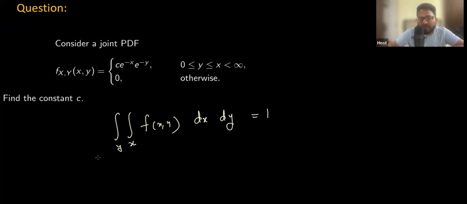What is the range of x from y to infinity? You might get confused. Let's suppose this is y, and I am integrating from y to infinity. That's fine, but you might get confused between this y and the other y, which goes from 0 to x.